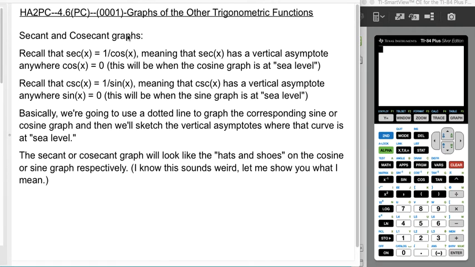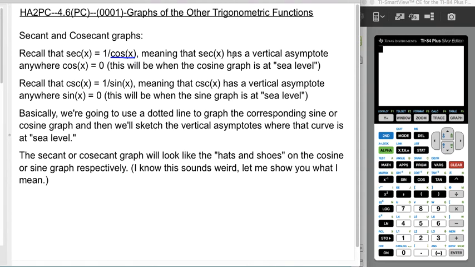So recall that secant is 1 over the cosine of x, right? So cosine of x is in the denominator. What that means is that secant will have a vertical asymptote, one of those invisible dotted vertical lines, wherever cosine of x is 0. Now, when we start doing transformations on our functions, in a regular cosine graph, that would be on the x-axis where cosine is 0. But when we start doing graphs with transformations, changes in sea level and amplitude and period and all that stuff, it's going to be wherever the cosine graph is at sea level, right?